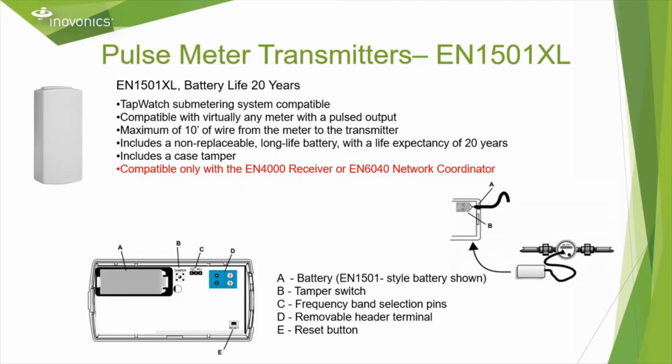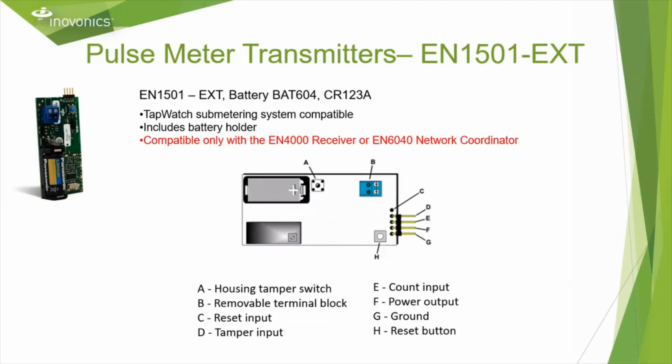The EN1501XL offers all the same functionality of the EN1501, but with a non-replaceable battery that offers a 20-year battery life to help cut down on maintenance costs. The EN1501EXT has the same functionality of the EN1501, but is designed to be integrated into its own meter and can be powered by an external power source or use a CR123A battery.